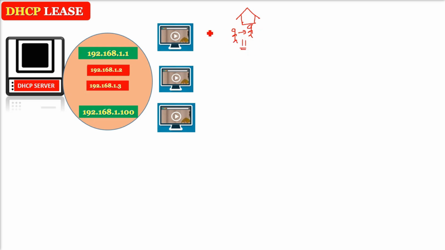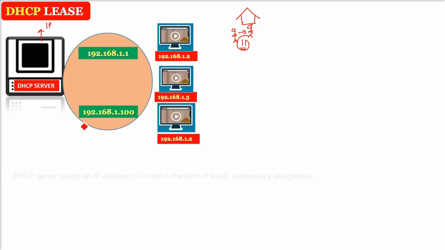So there is always an agreement in every relationship. Here also we have a client and server relationship. We have a DHCP server and a DHCP client. Whenever a new client comes into the network, a kind of contract is made from the DHCP server to the client. The IP and network configuration are assigned, but only on a lease for a specified period of time. So the DHCP server assigns an IP address and network configuration to a client in the form of a lease, only a temporary arrangement or assignment.